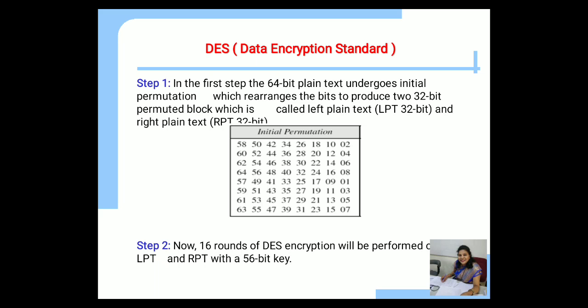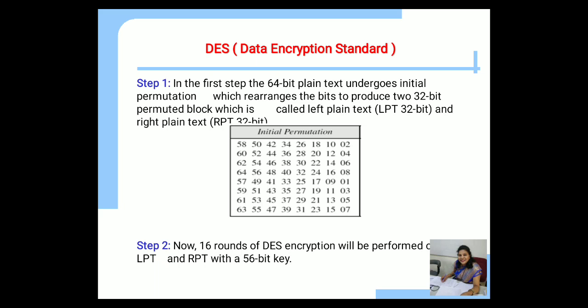So this is the table. You can see that there are total 64 values from 1 to 64. So in your plain text, whatever is the 58th bit will come at the first location, whatever is the 50th bit will come at the second position, whatever is the 42nd bit will come at the third position, and so on. After permutation, you will get two things, LPT and RPT of 32 bit each.